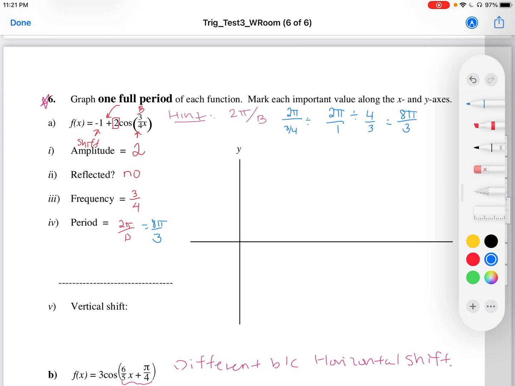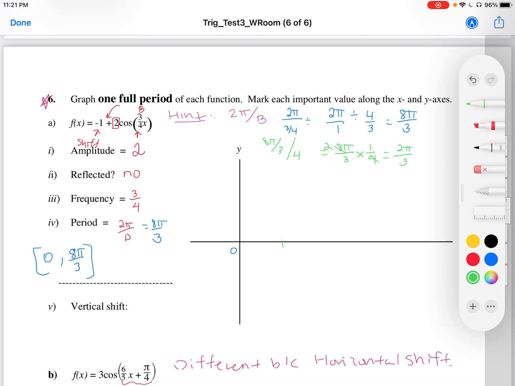Now your period is going to range from 0 to 8 pi over 3. So I want to go ahead and split that into 4 different pieces. To split that into 4 different pieces, I'm going to divide it by 4. So 8 pi over 3 divided by 4, which is the same thing as multiplying by 1/4. So 8 pi over 3 times 1/4 means we have 2 pi over 3 between each tick mark.